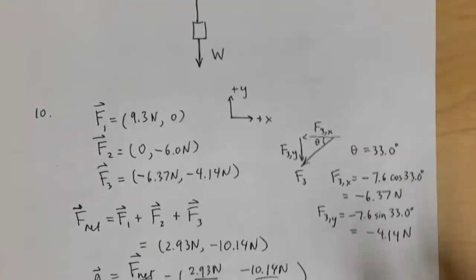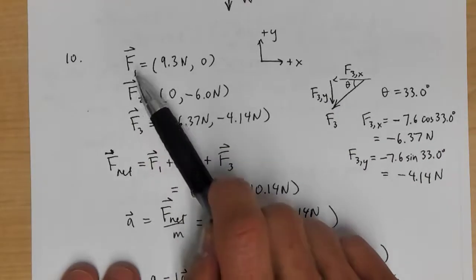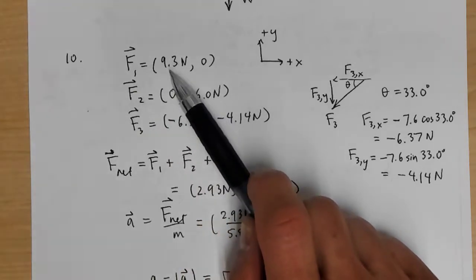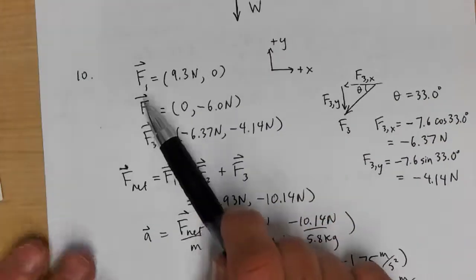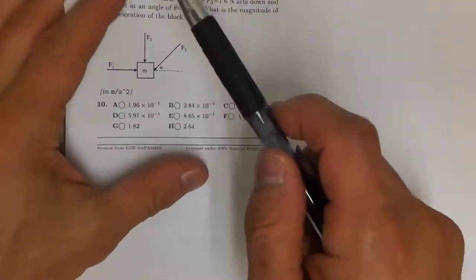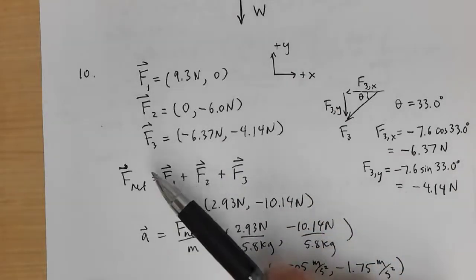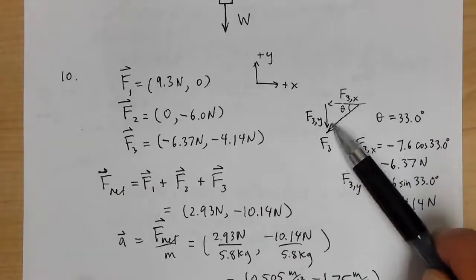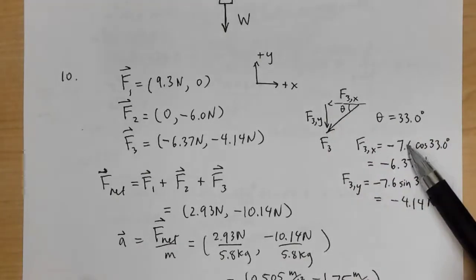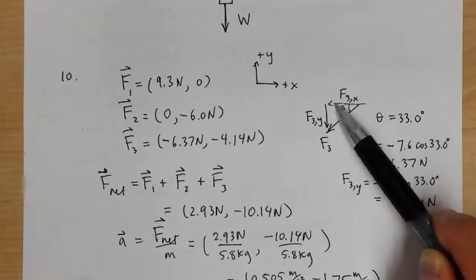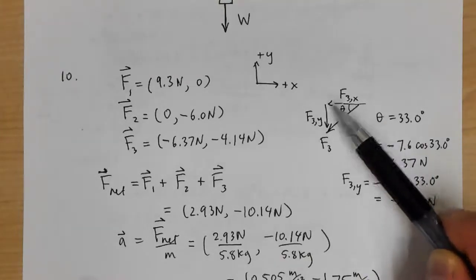So first we need to get the net force. So let's say this is the y direction, positive, and this is the x direction, positive. F1 is going to be 9.3 newtons because it's going directly to the right, comma 0. And F2 is going directly downwards, so it's going to be negative 6.0 in the y component, 0 in the x component. And F3, we have to get the components, so it's going in this direction with this angle being 33. So the x component will be negative, the hypotenuse is 7.6. This is the adjacent side, so 7.6 times the cosine of 33 degrees with a negative sign because it's going in the negative x direction.